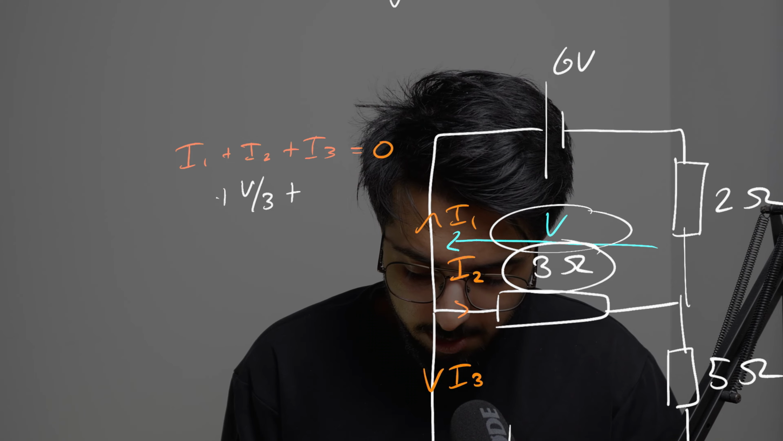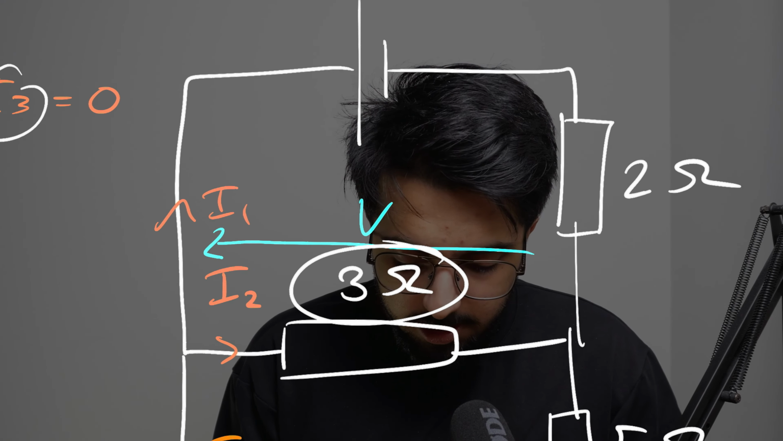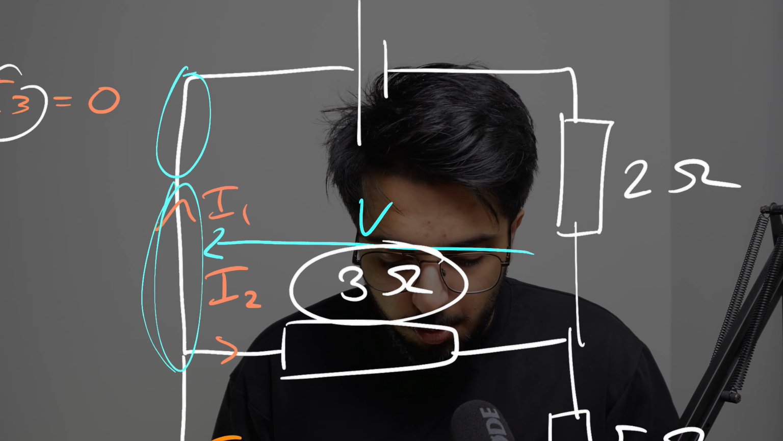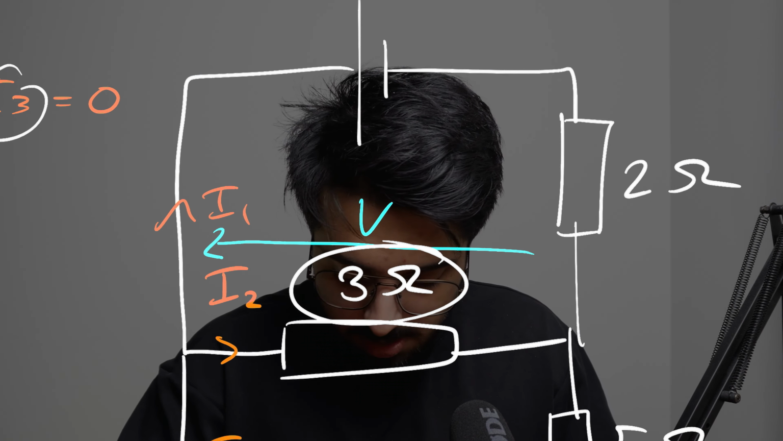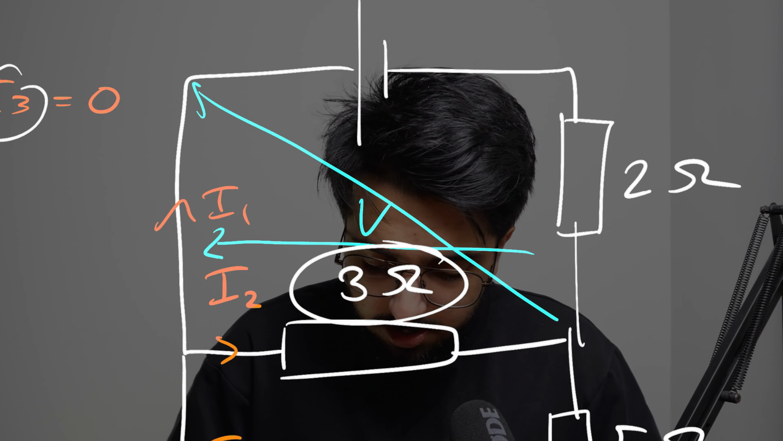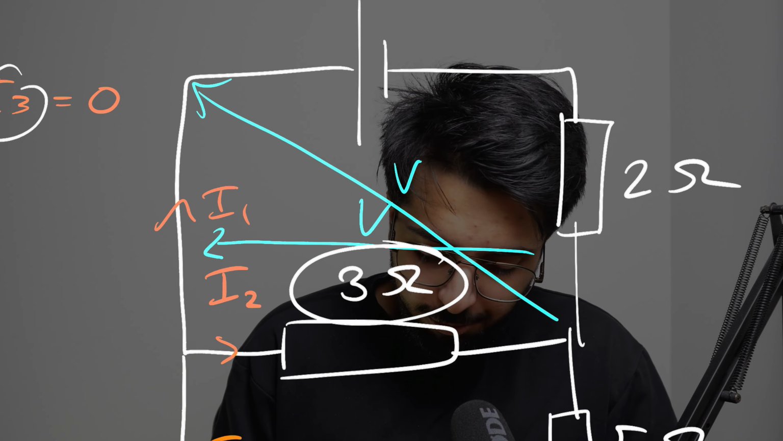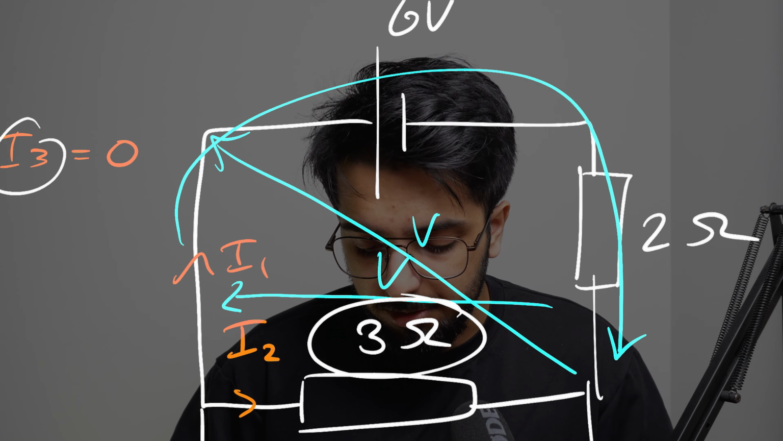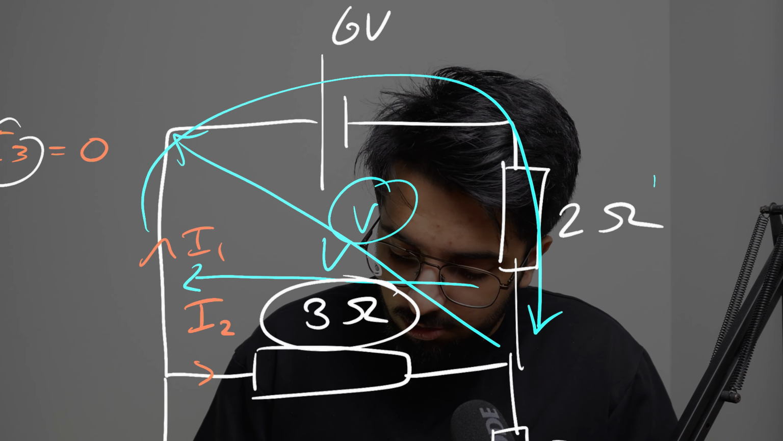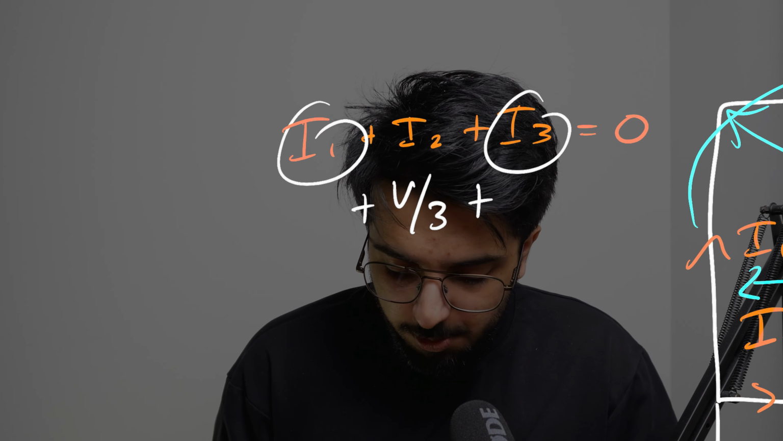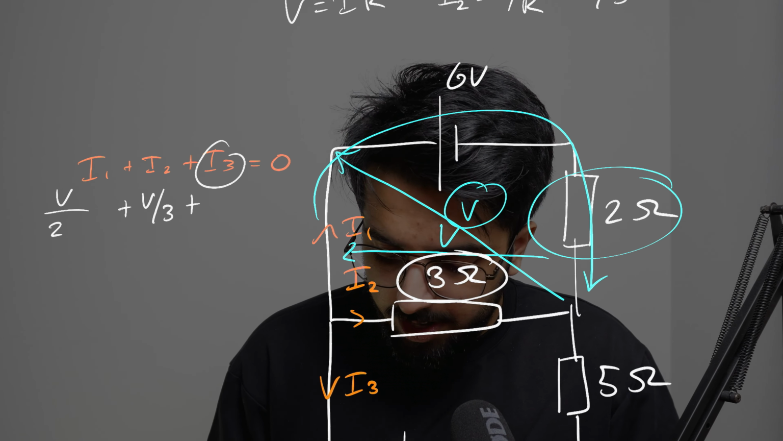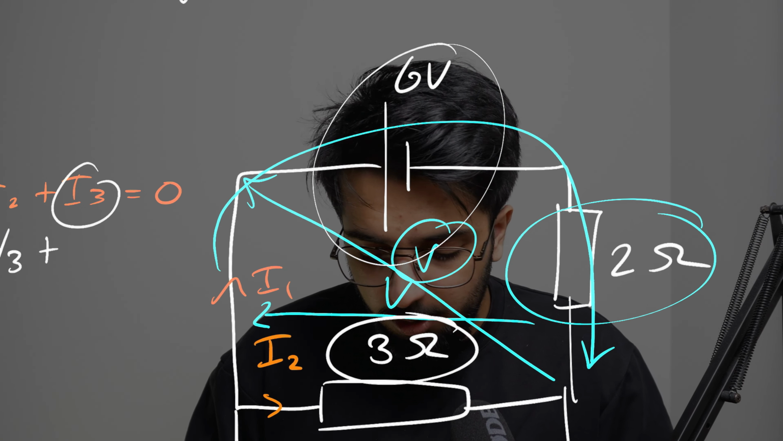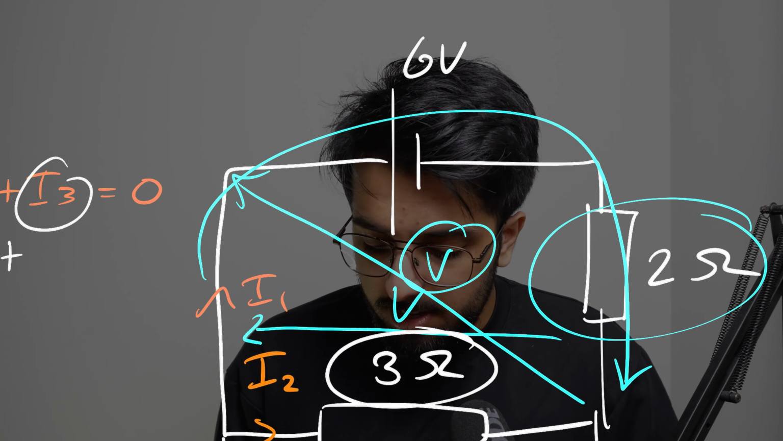But what about I1 and I3? Well, we can see here that this point is still part of the same node as this point, and so the voltage across here must still be V. However, if we track I1, it goes through and over here, by our definition. As you can see, this voltage goes across a 2 ohm resistor, and so we would have V all over 2.